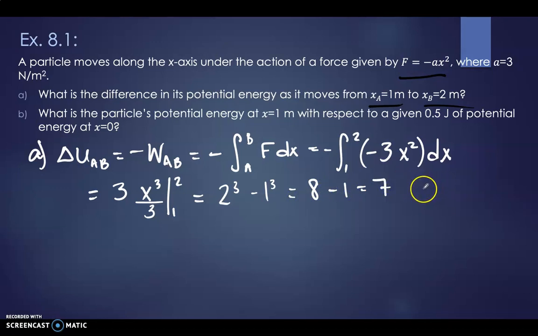So our difference here is going to be actually a positive value in potential energy from point A to point B, and potential energy is also going to be in joules.